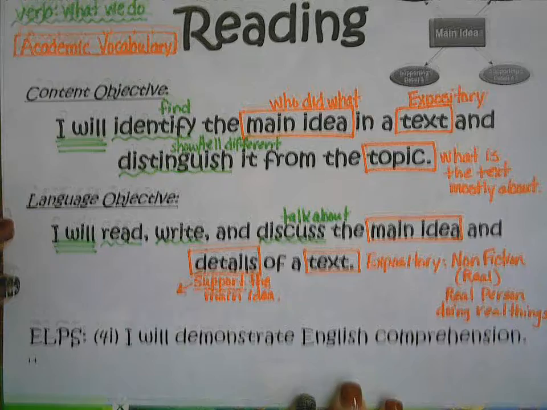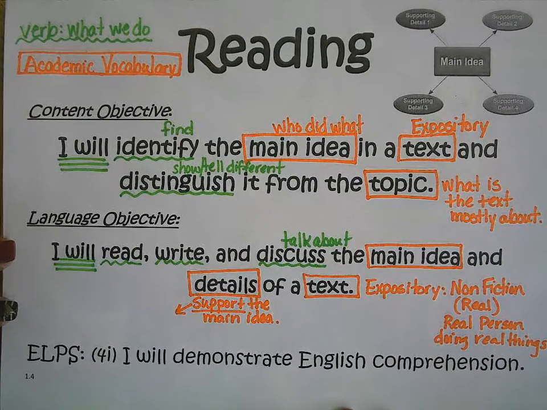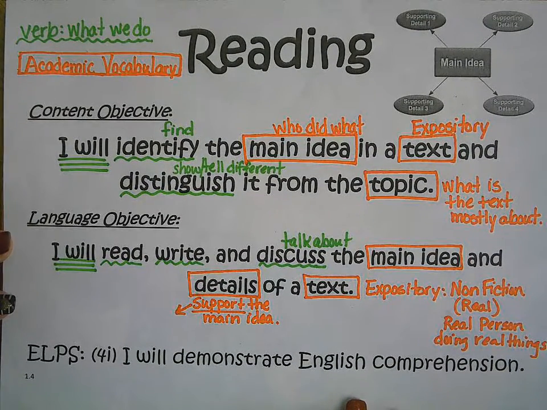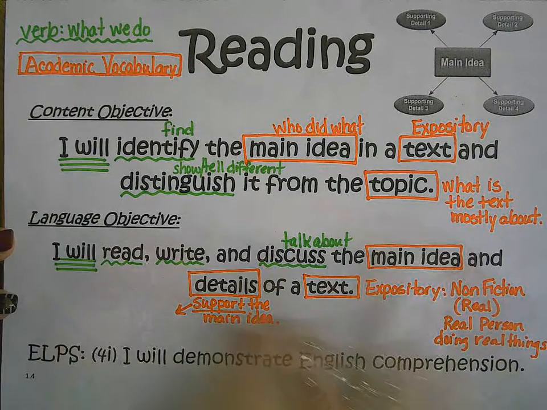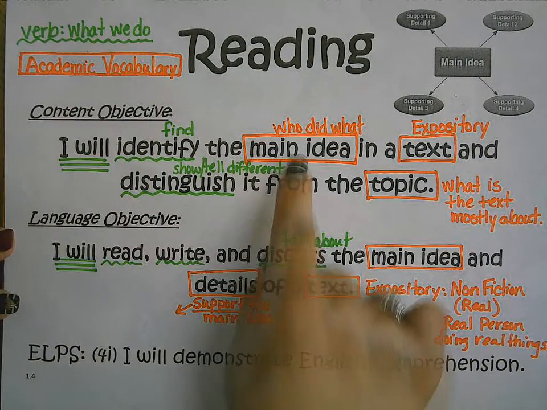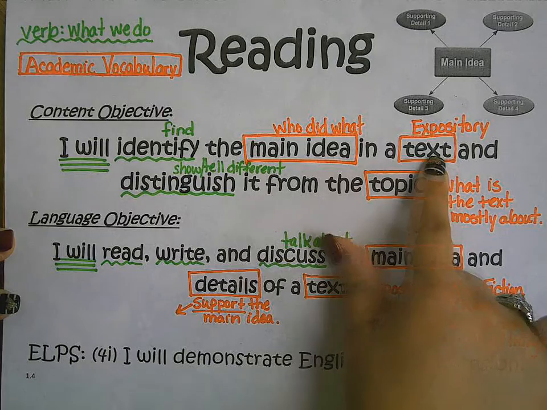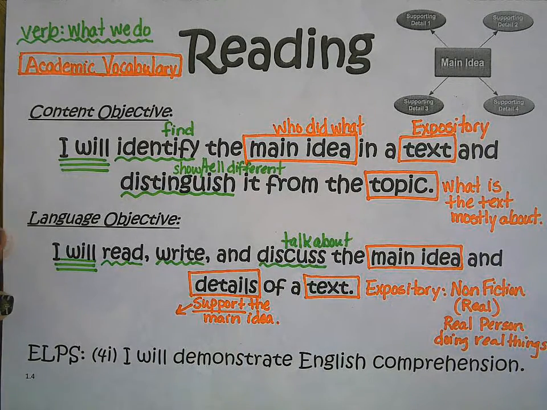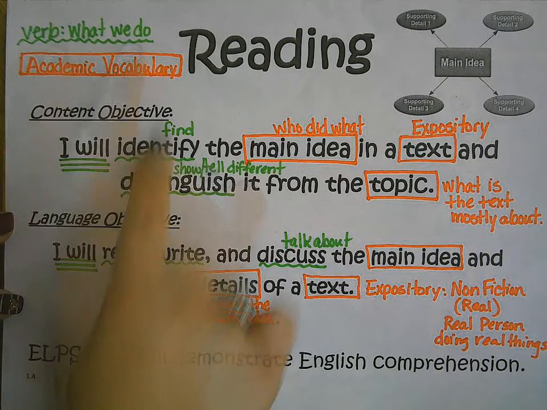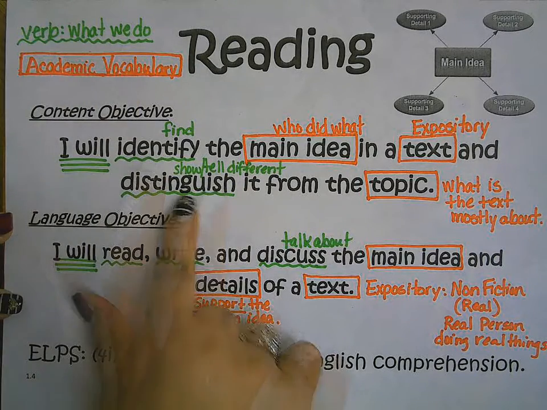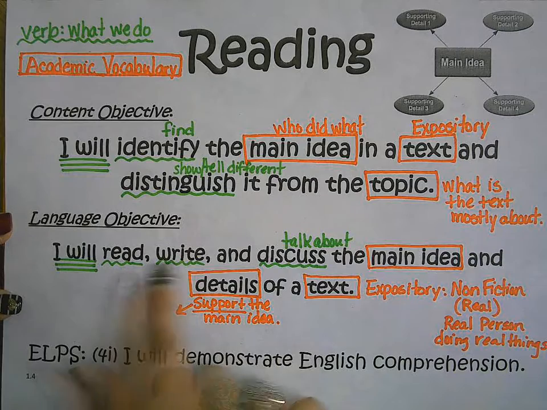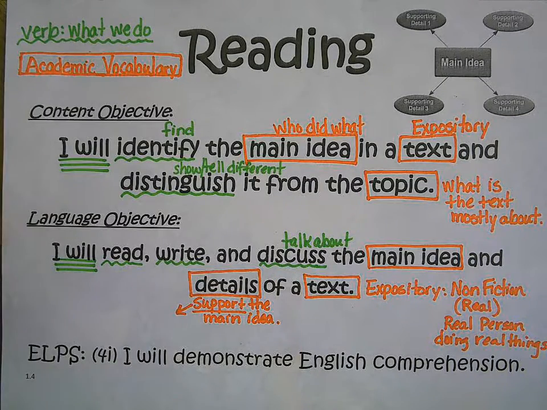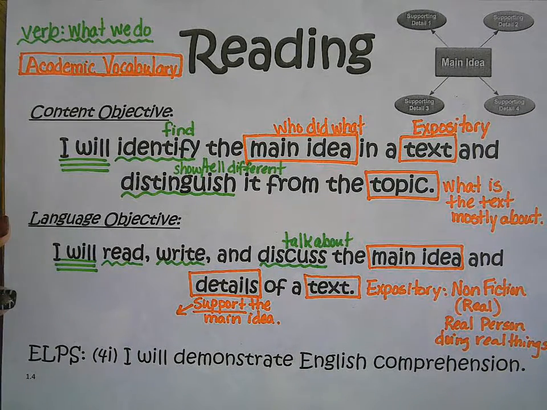Alright, boys and girls, does anybody have any questions on what we're doing this week for reading? Raise your hand if you have any questions. Any questions on the vocabulary, the academic vocabulary, which is main idea, text, topic, details. What is it that we're doing this week? We're going to identify, we're going to distinguish, read, write, and discuss. Okay? That is what we're working on this week, and I will go ahead and continue now with this week's story.